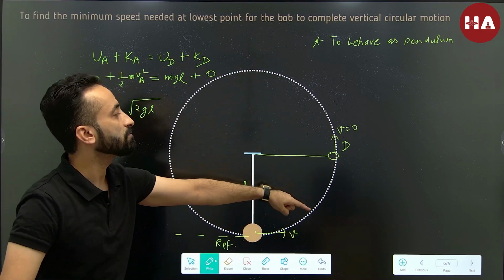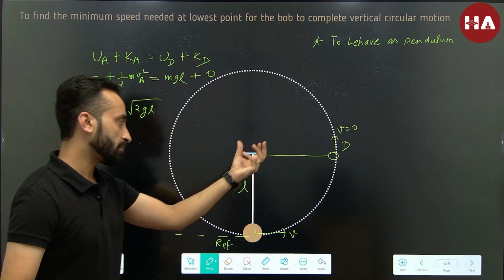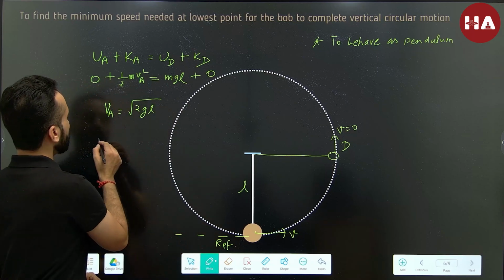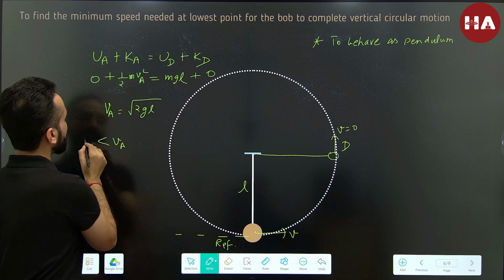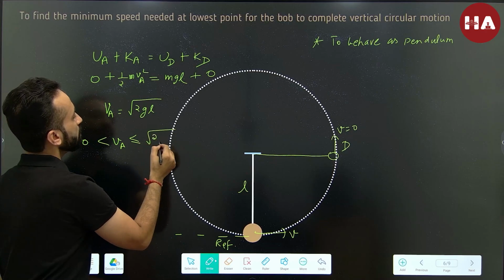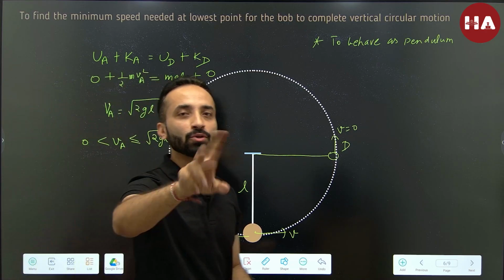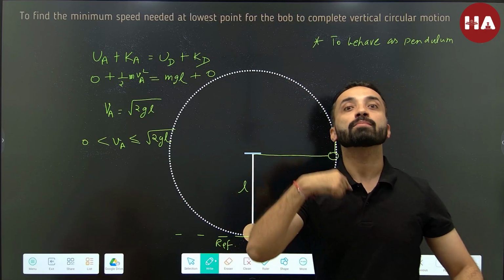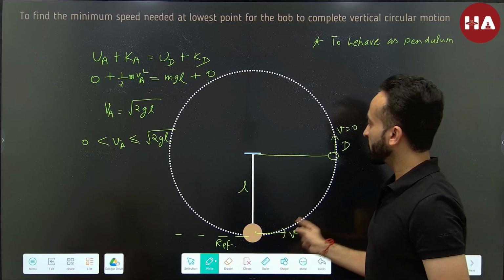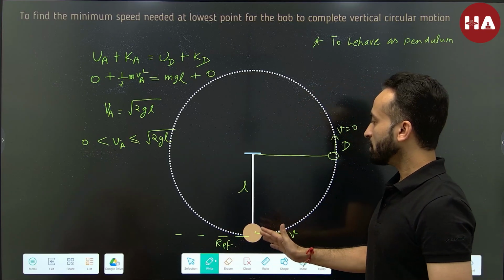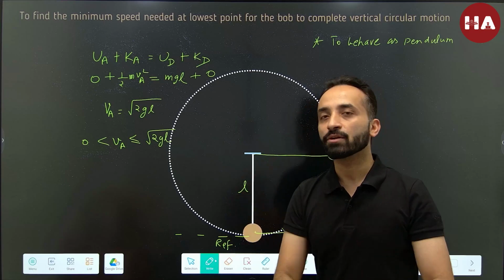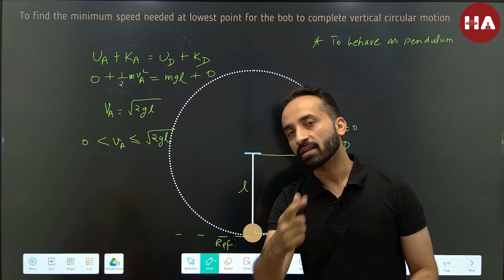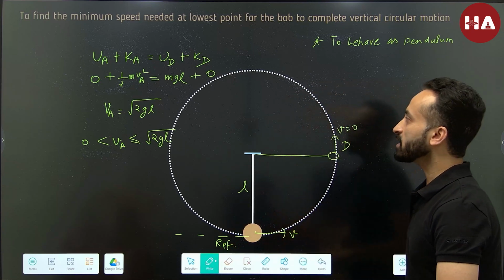If you do that, then it will waver from its pendulum behavior. It will not return back from here. So to behave as a pendulum, velocity at A should be greater than 0 but less than root 2gL. So I have given you both the extreme cases. If you want this to complete the circular motion, then you should give a velocity more than root 5gL. If you want this to behave as a pendulum, then the velocity at A should be less than root 2gL, as was the case in the first question where we gave it a velocity of root gL, then it turned back after 60 degrees. Alright, so keep that in mind.